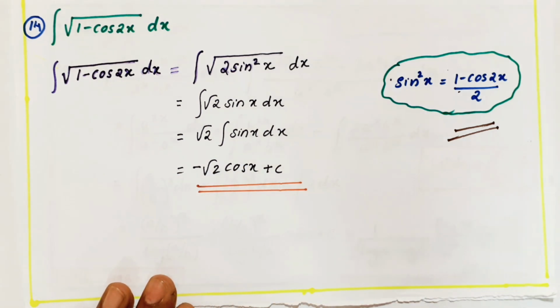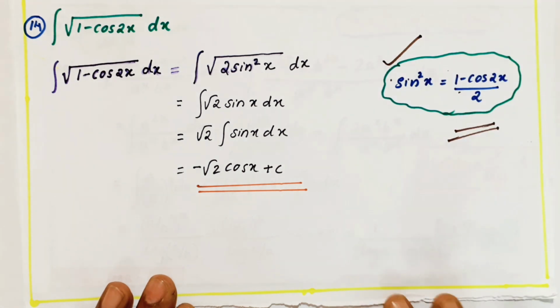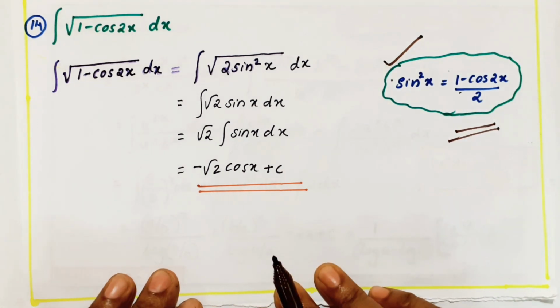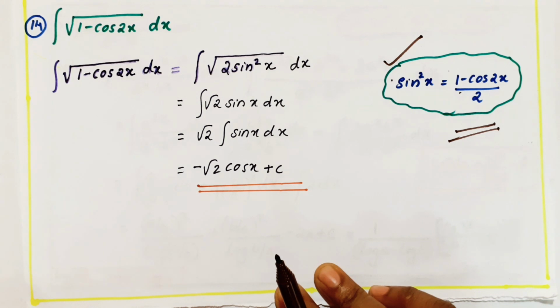Only one thing, the question is very simple. You should remember this identity: sin square x we can write as 1 minus cos 2x by 2.